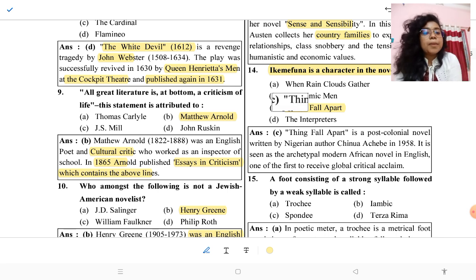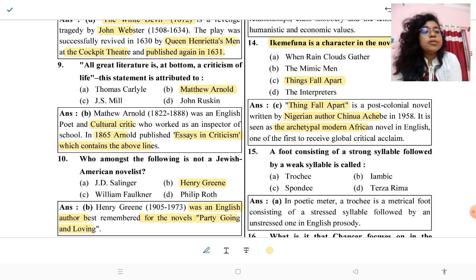So Things Fall Apart is a post-colonial novel written by Nigerian author Chinua Achebe in 1958. It is seen as the archetypal modern African novel in English, one of the first to receive global critical acclaim. It happened to me that if I did not revise this, I got confused with the character name, because we are not habituated with this name, right? So I confused whether it is the girl or the protagonist's adopted son.